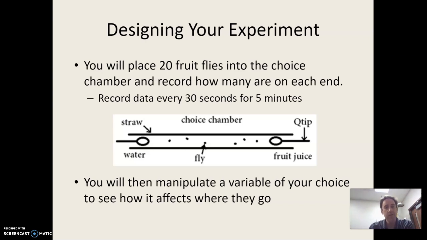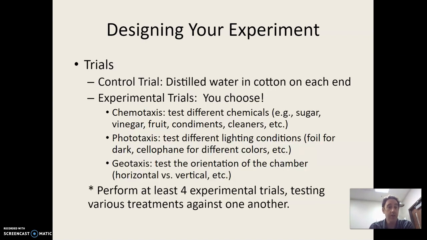Once you do that, you're then going to manipulate a variable of your choice to see how it affects where they go. So the first trial is going to be your control trial, where you're just going to use distilled water for each of your 2 Q-tips. So again, you're going to have a Q-tip on one end, a Q-tip on the other, and in this first trial, both Q-tips are just saturated with distilled water.